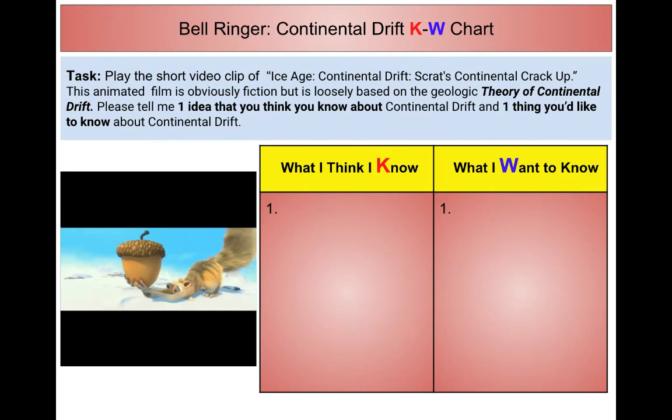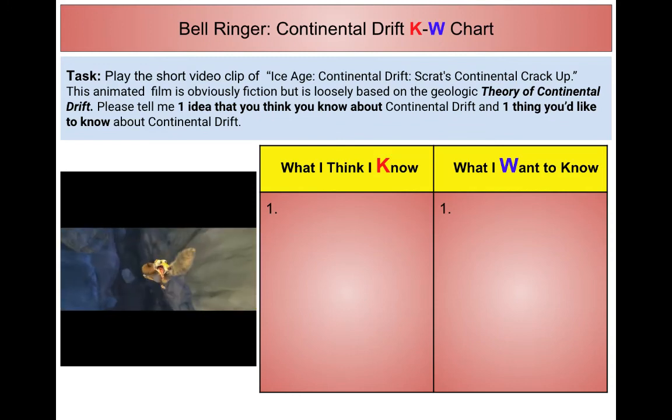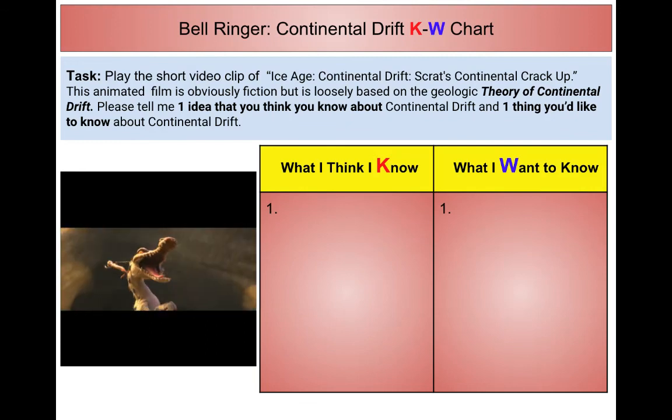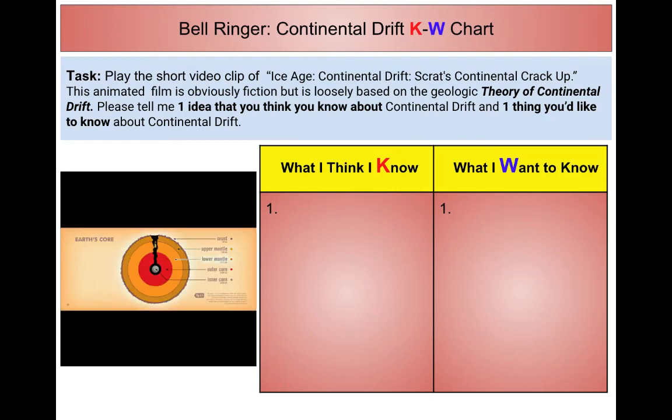So I'd like you to watch that film and then tell me one idea of what you think you know about continental drift. And it's okay. Don't be afraid to be incorrect because by the end, you're going to know everything that you need to know about continental drift. And then I want you to think about that whole idea of drifting continents and tell me one thing you'd like to know before we really get into our study this week.